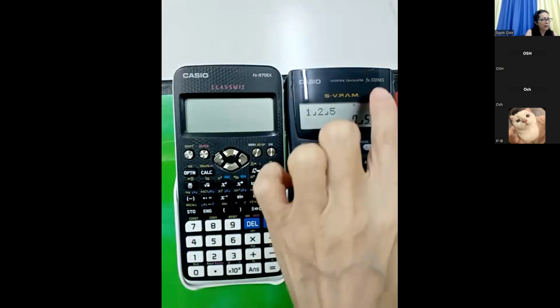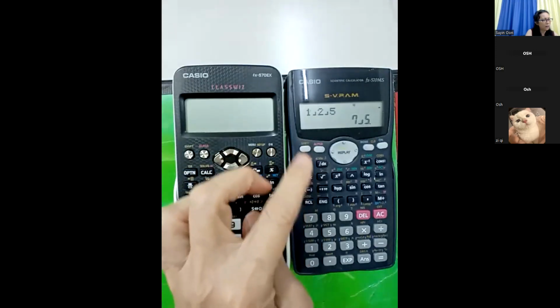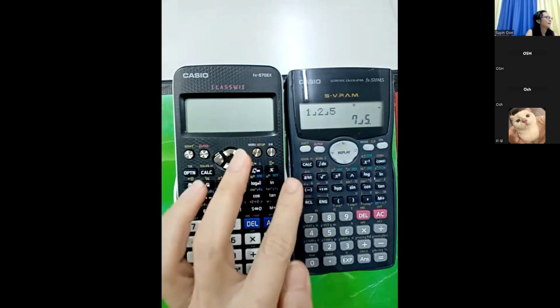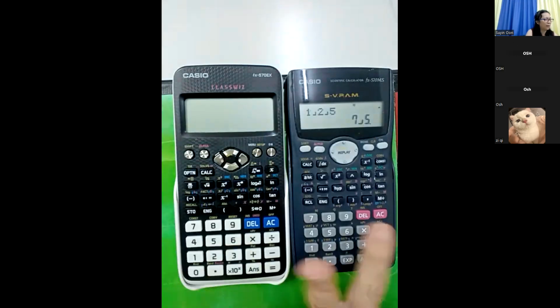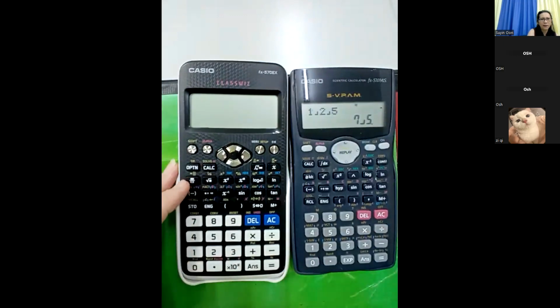For you that are using MS, you cannot just use these two buttons for the fraction. I'm trying to explain the fraction first. The rest should be okay. Square everything, not yet. If you're using this button, can you see the fraction?